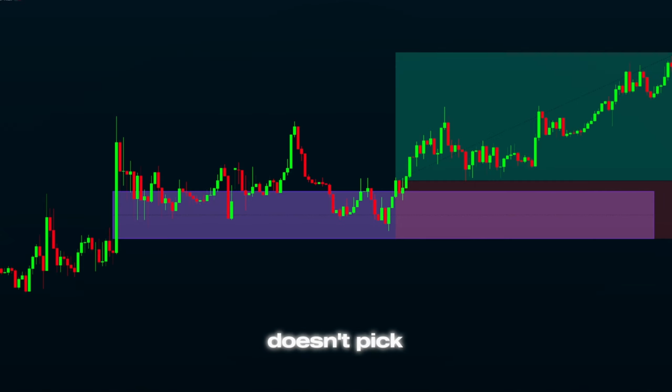Skip if volume doesn't pick up on the close. For Bank Nifty, trim to 0.3% on gap volatility. Stack with a breaker block below the gap for 78% mitigations and 300-point chains. This mitigates post-open gaps, turning pullbacks into trend extensions.